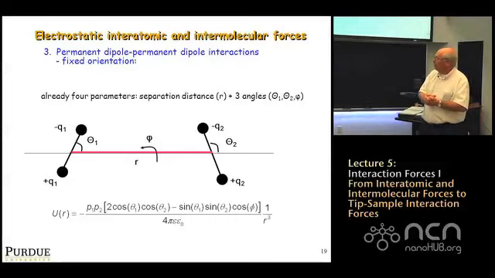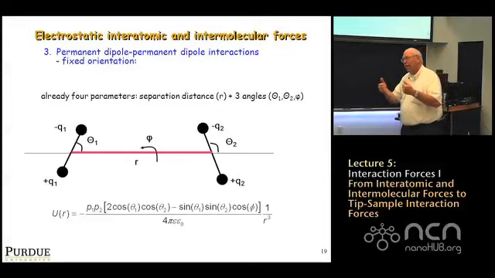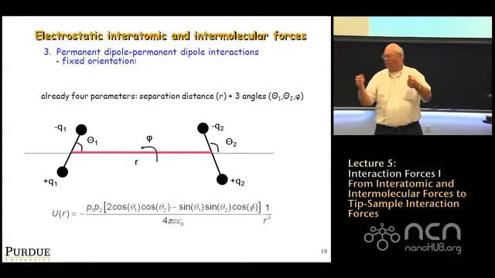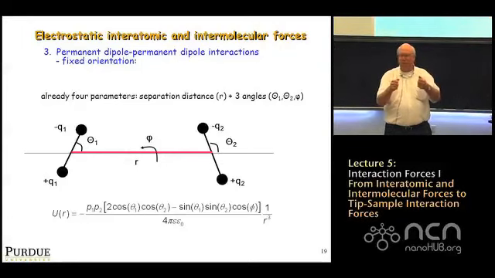It involves these angles theta 1, theta 2, and phi. Again, you've got the standard 4 pi epsilon naught factor that always is present. This interaction energy is 1 over r cubed. So you have to keep track of these things. If it's a point charge, the interaction energy varies as 1 over r. If it's a point charge and a dipole, it varies as 1 over r squared. If it's two dipoles, it's 1 over r cubed.